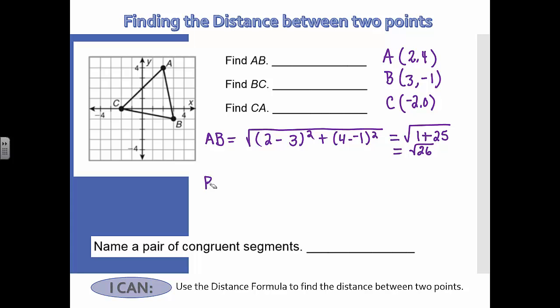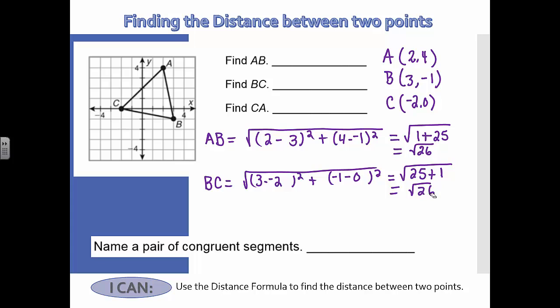Now I'm going to find BC. I have to make sure I'm looking at the right points when I do my differences. So BC would be 3 minus a negative 2 quantity squared, and negative 1 minus 0 quantity squared. That's going to give me the square root of 5 squared, which is 25, and this is going to give me 1. So that's also the square root of 26.